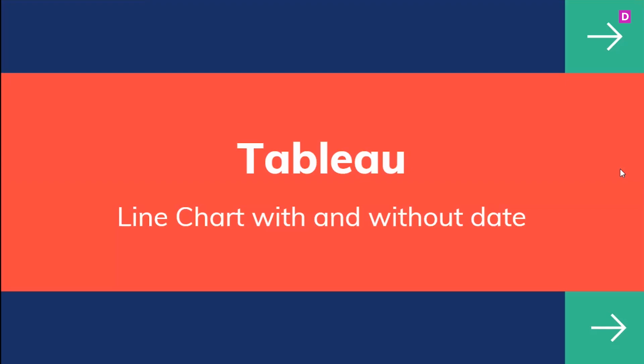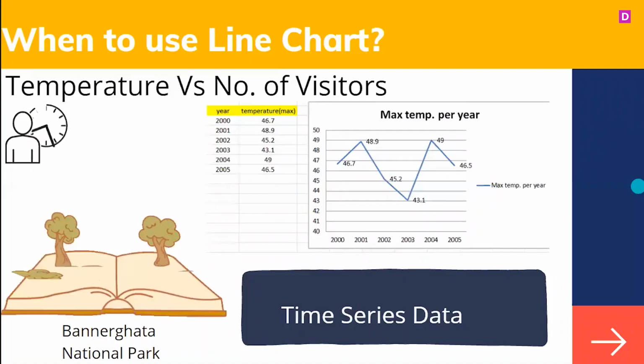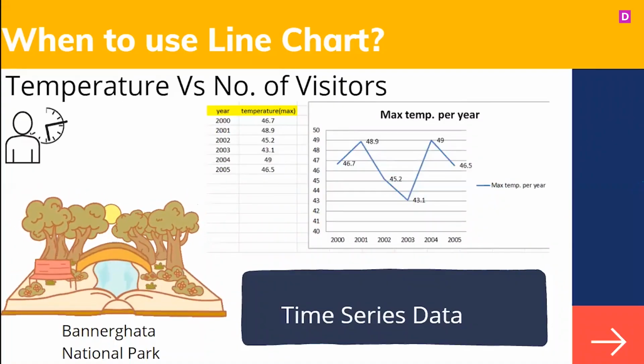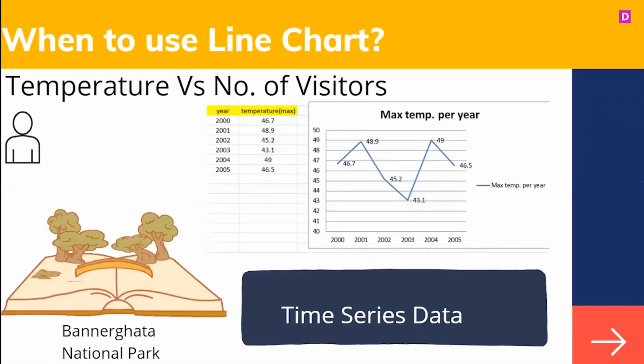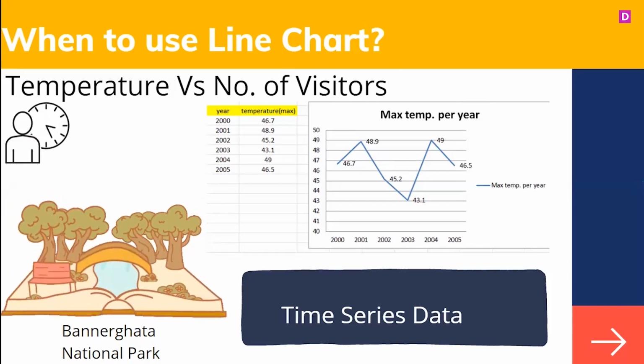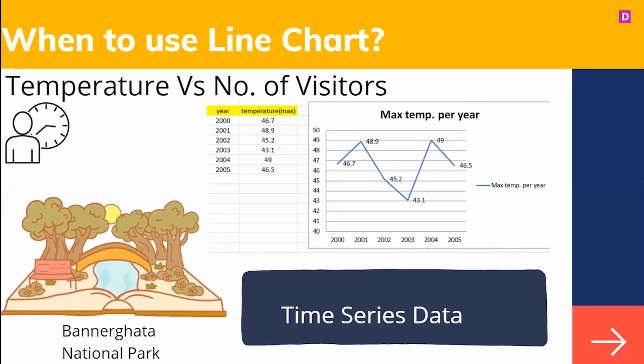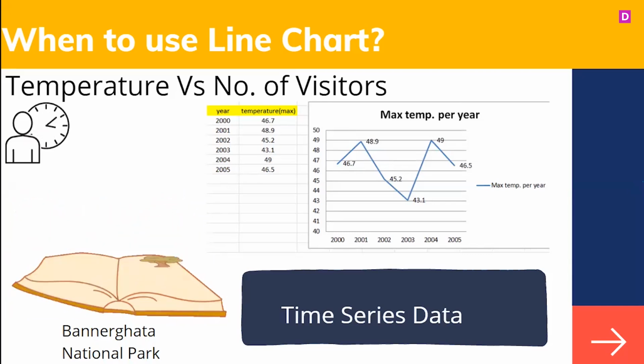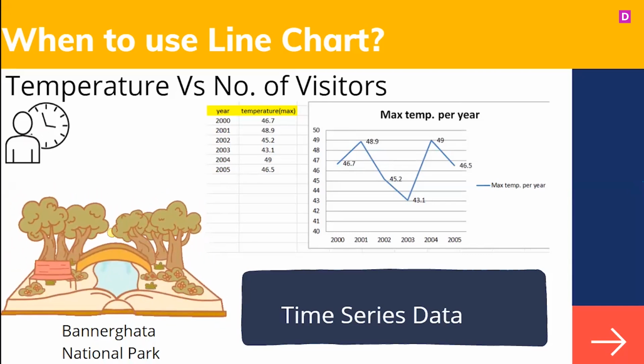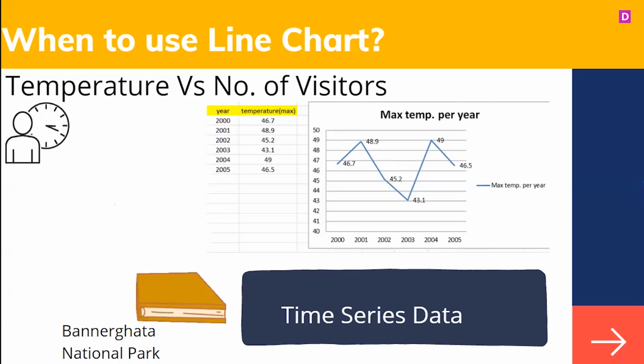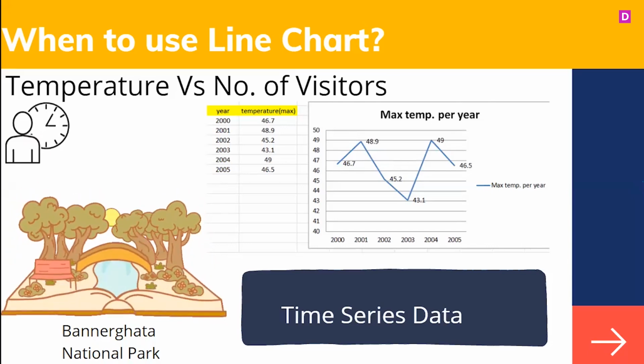As I explained for every chart, here also I'm going to start off with when exactly we need to make use of the line chart. For this, again, I have come up with an example. There is a Bannerghatta National Park, and for that particular national park, how many visitors have visited from so and so year? For example, you take from 2012, every day, how many visitors have visited this Bannerghatta National Park?